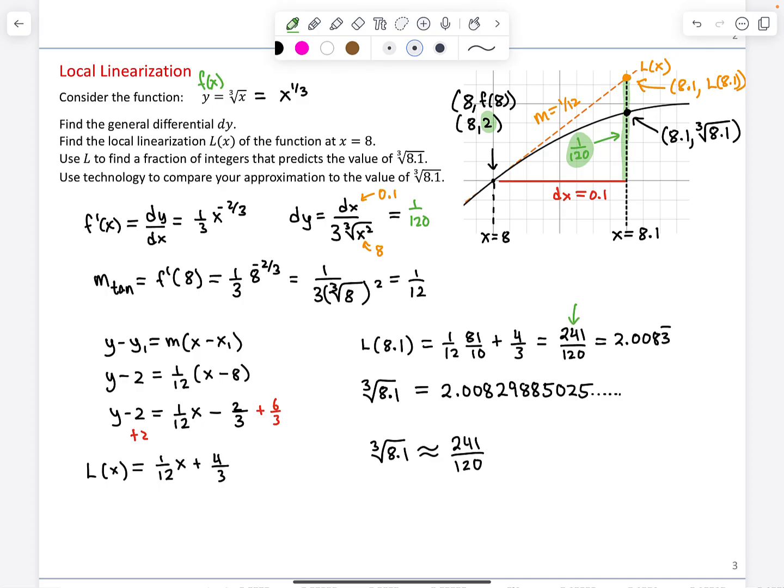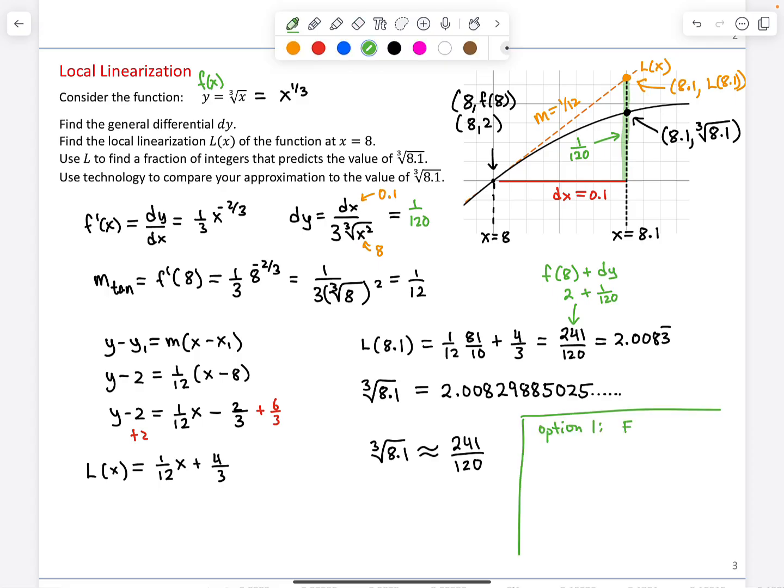So another way to get this 241 over 120 would have been f of 8 plus that differential dy. And f of 8, of course, was 2, and that differential 1 over 120. So when I get a common denominator, I'd have 240 over 120 plus 1 over 120, which is why we're getting 241 over 120. This is an alternate way to arrive at this result. Find f of 8 and add to it the specific value for the differential dy after plugging in these values into dy. So you see on this page 2 different ways to arrive at this result.